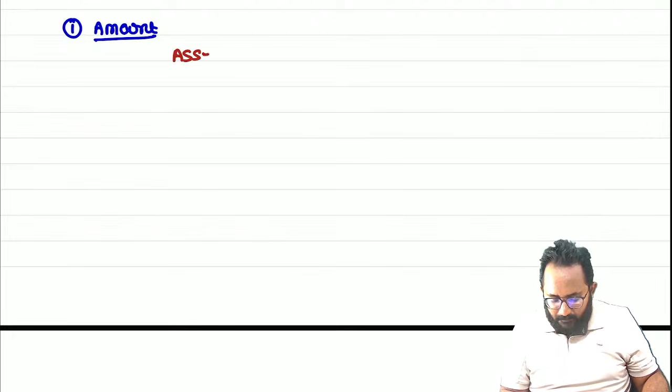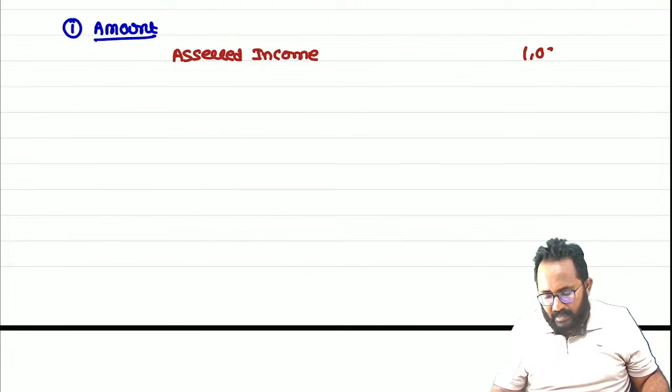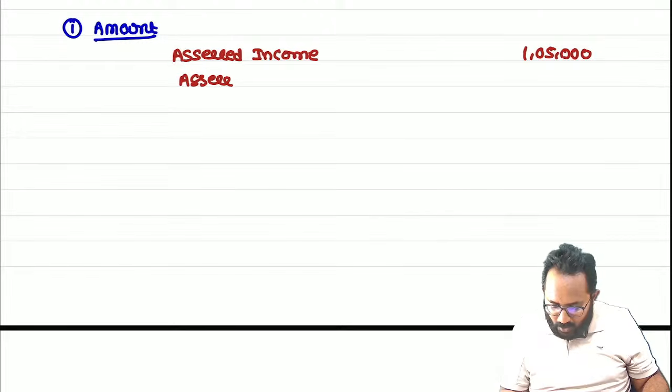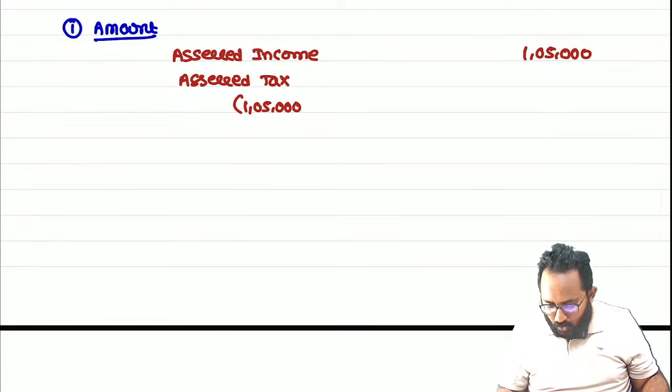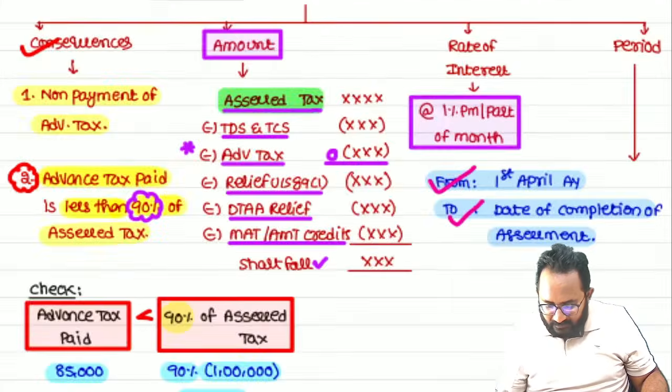Assessed income. What is that assessed income? AO determined income, 1,05,000. Assessed tax on that. What is that assessed tax? 1,05,000 into 30% plus 4%. How much? 32,000. So, yes ma, now we are in this part.